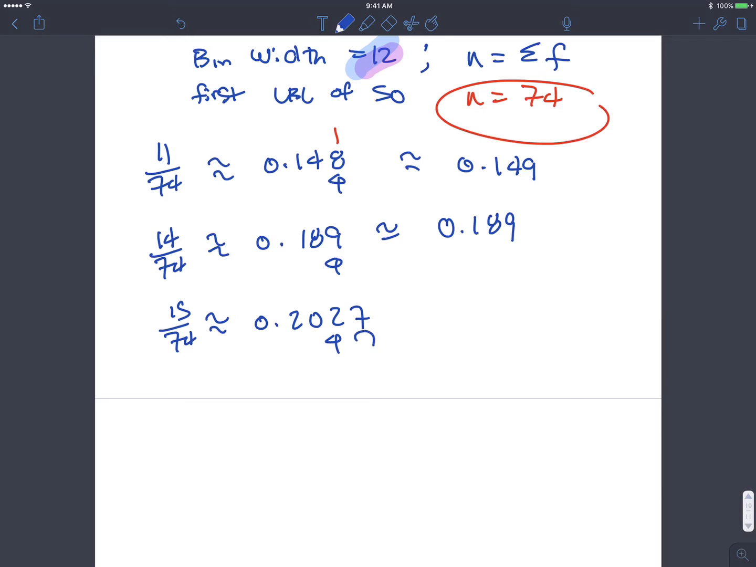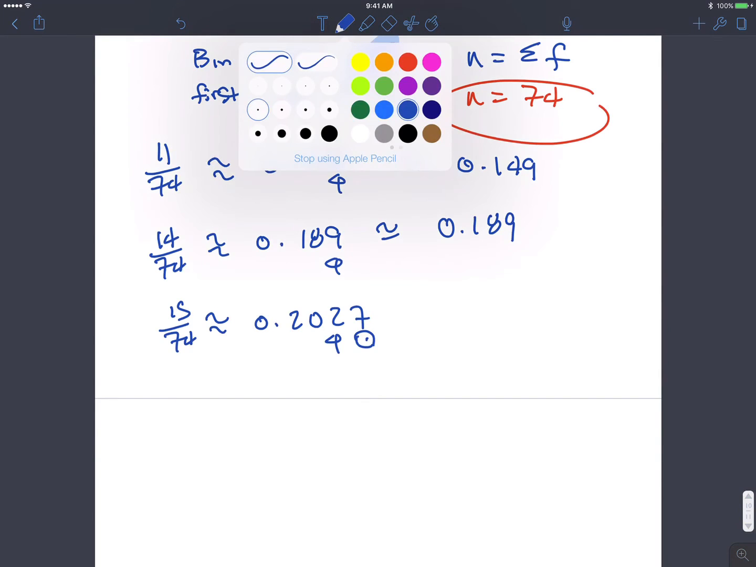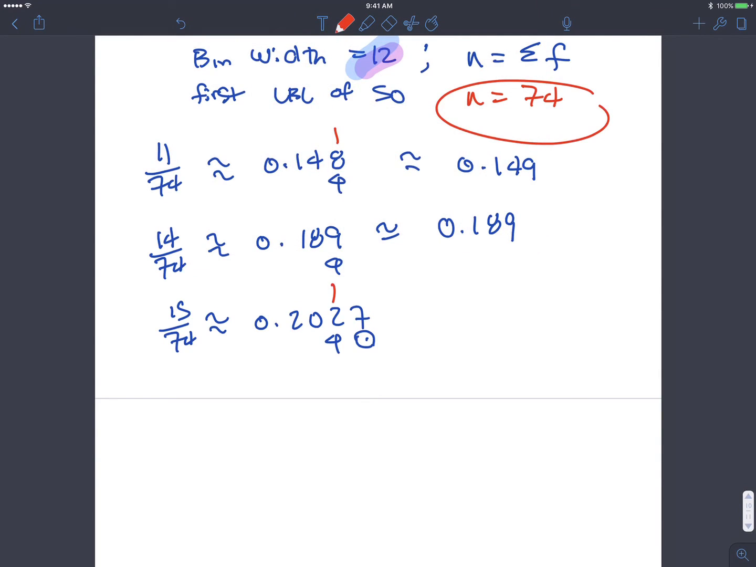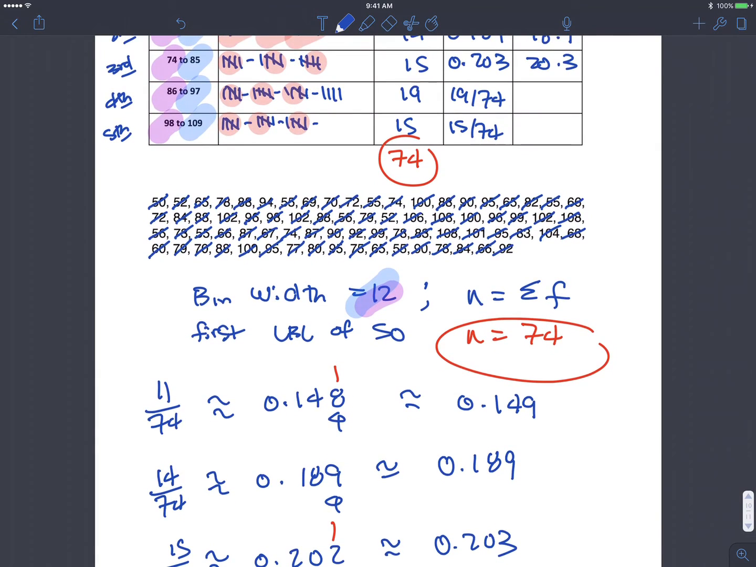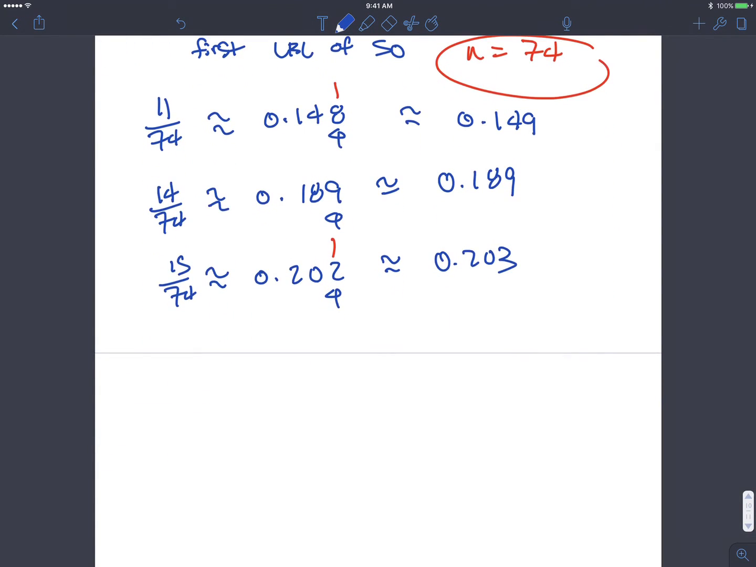0.2027. The 2 and the 7, this means add 1. So that should be approximately 0.203, 20.3%. 19 over 74.